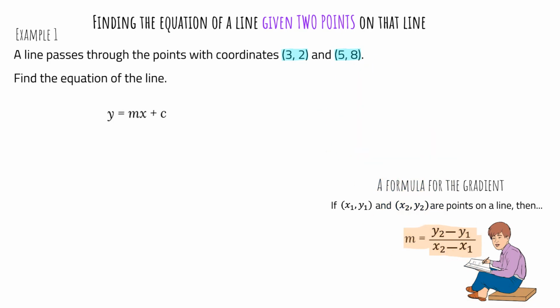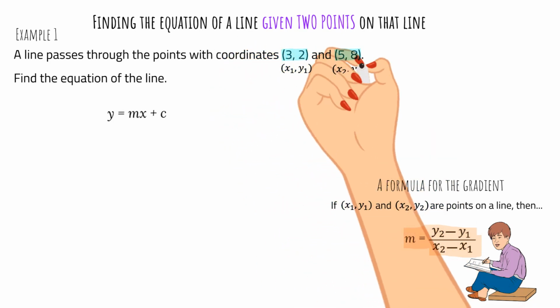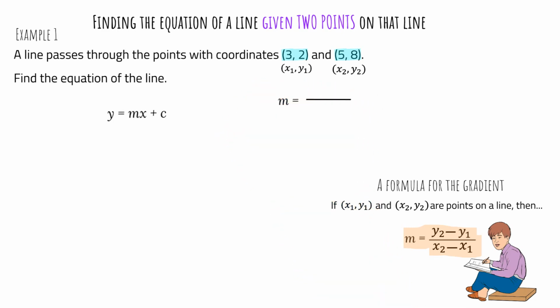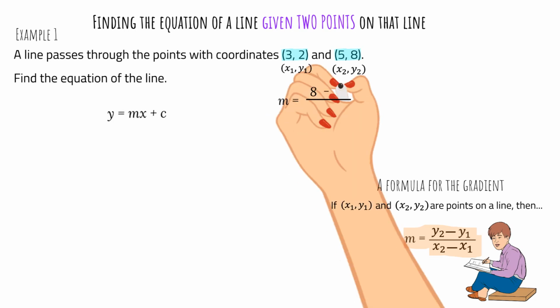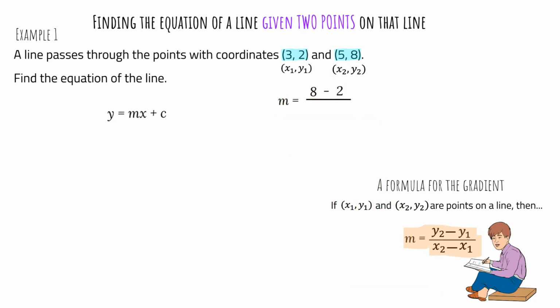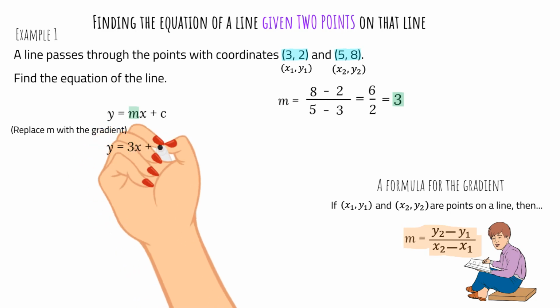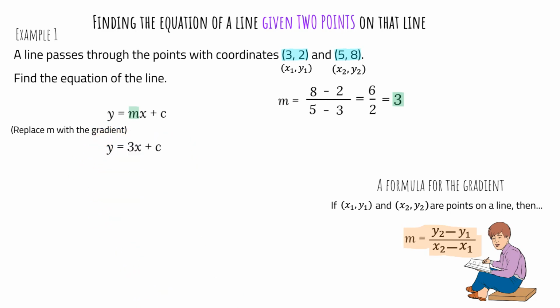Essentially, all I'm doing is finding the change in the y and dividing it by the change in the x. Let's see how this works in our example. So label your points (x1, y1) and (x2, y2). And our gradient is equal to y2, which is 8, minus y1, which is 2. And then that's all over 5, my x2, minus 3, my x1. That simplifies to 6 over 2, which is 3. So now I can replace my m with 3, and I'm left with y = 3x + c.